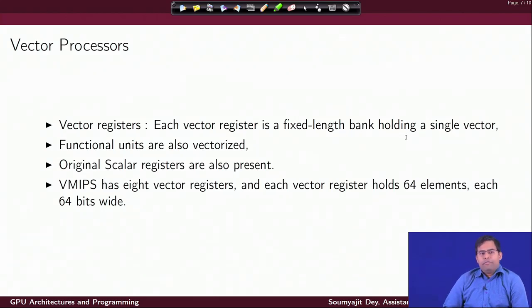So, the vector processor will have a normal register file as well as this kind of a vector register file, and functional units may also be vectorized, essentially just like I explained that I can have an array of ALUs which can do addition, subtraction or other arithmetic operations in parallel. Of course, the original scalar registers are also present.